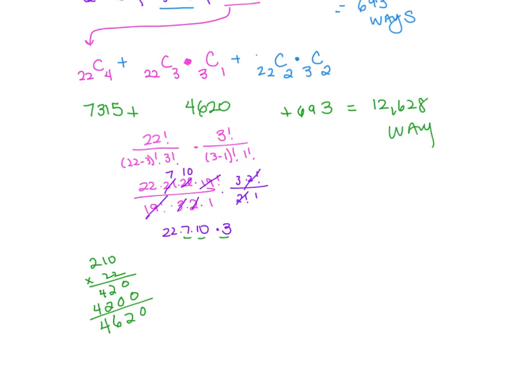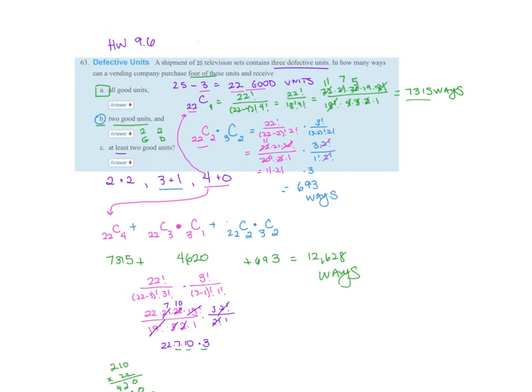And then if we add it all together, we would get 12,628 ways that the company could purchase at least 2 good units.